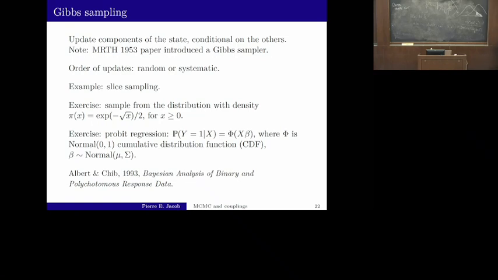Another classical problem is the probit regression model. One quick question, sorry, but in that case, in the previous example, we knew that I is constant, right? Right.